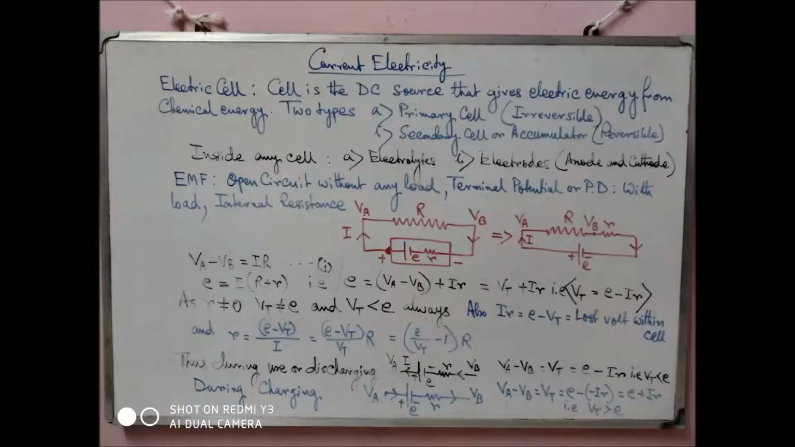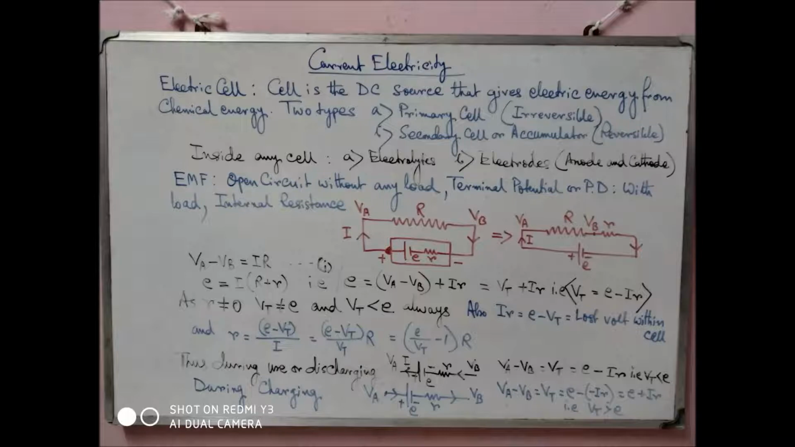Now come to physics again. Inside the cell, as I just told, electrodes and electrolytes are present already. Now what are the main parameters or main physical quantities related to the cell? The main physical quantities related to the cell are mainly three. One is EMF, full form electromotive force, number one. Number two is terminal potential or potential difference, same. And number three is the internal resistance.